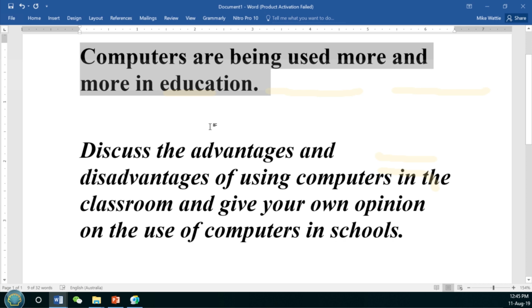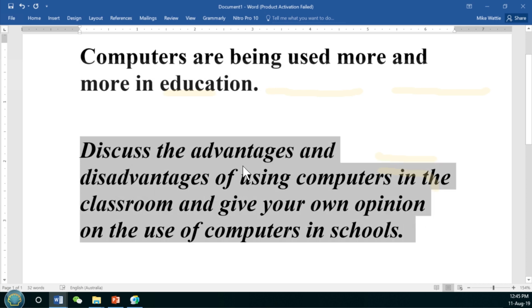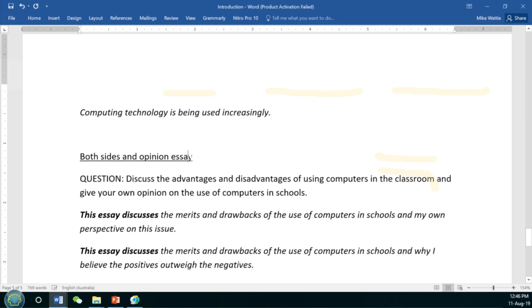And now the question words: discuss the advantages and disadvantages of using computers in the classroom and give your own opinion on the use of computers in schools. Okay, now how are we going to write this essay? Well, I'm going to show you 2 ways we can do this.